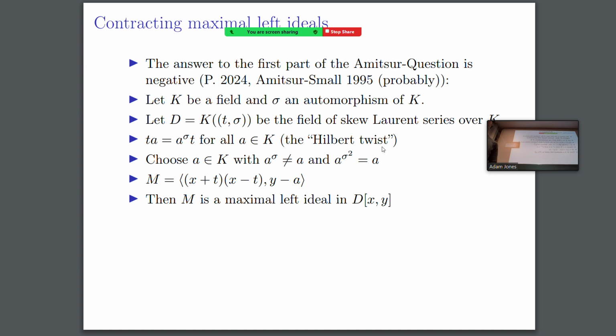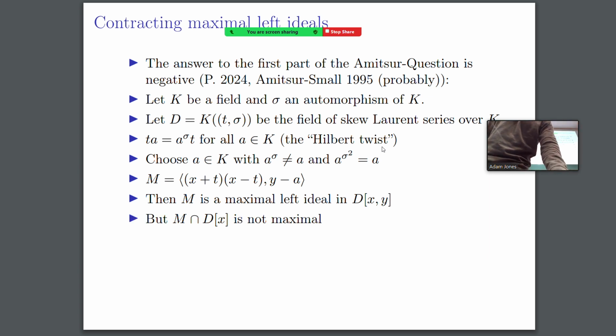This is actually not so obvious to see, and you need to do some work to do it. Because if you look at it with your eyes, you might suspect that it is not maximal. It looks like it's contained in the ideal generated by x minus t and y minus a, but that happens to be the whole ring. So you show that this is a maximal left ideal, and that the intersection is the ideal generated by this polynomial, which is not a maximal left ideal. So this is the counterexample.